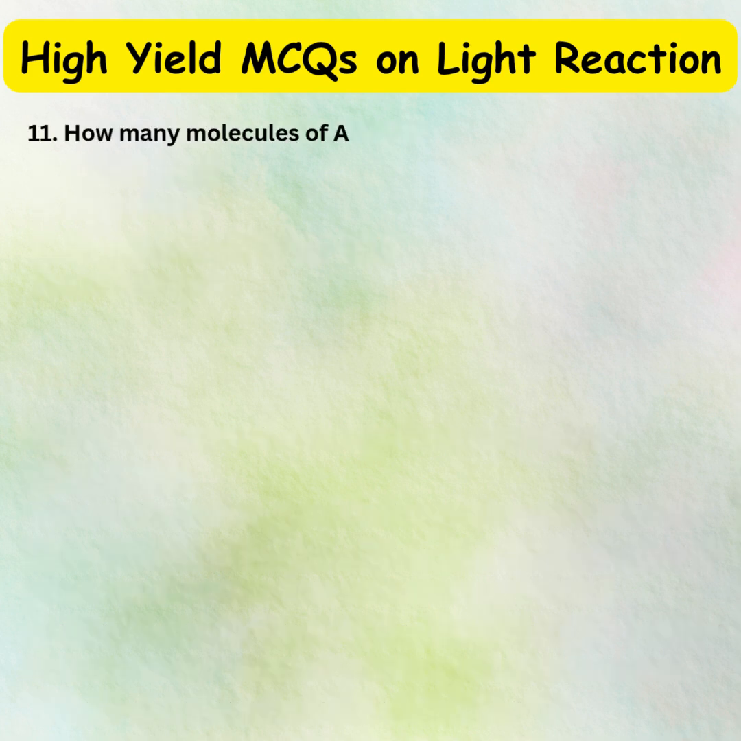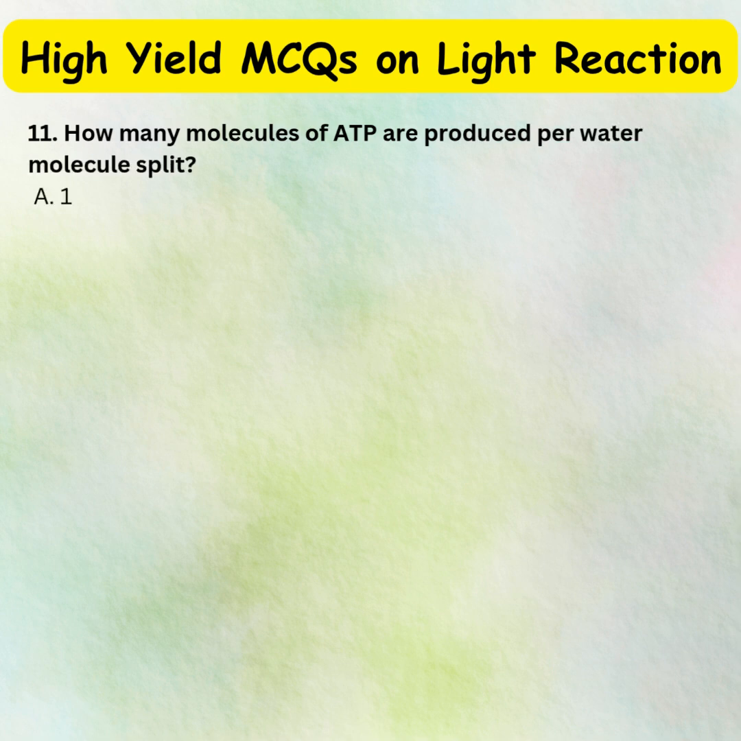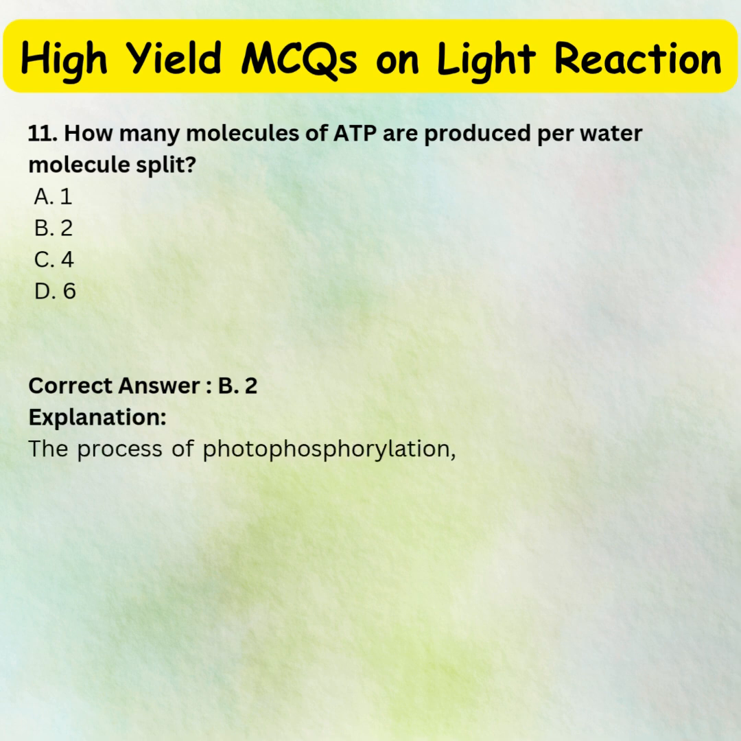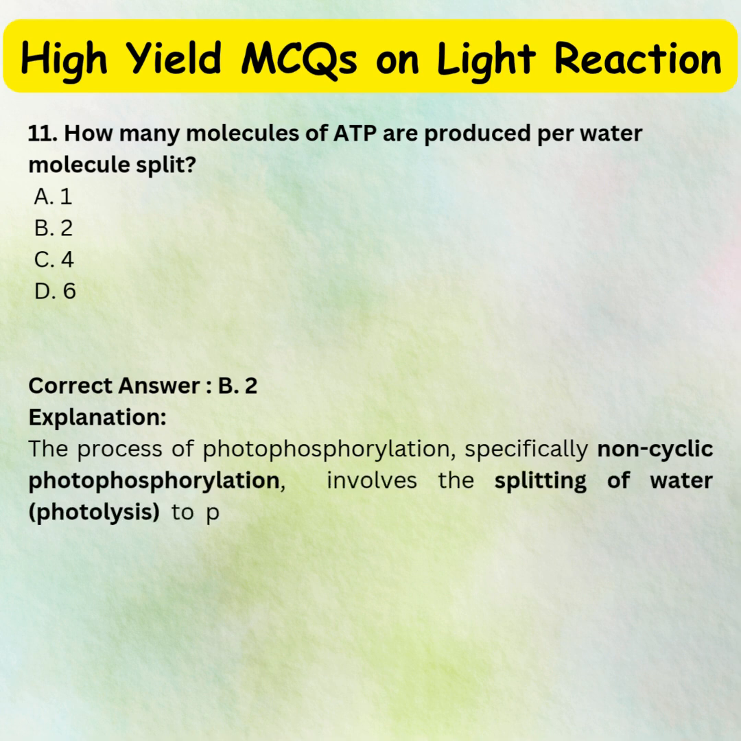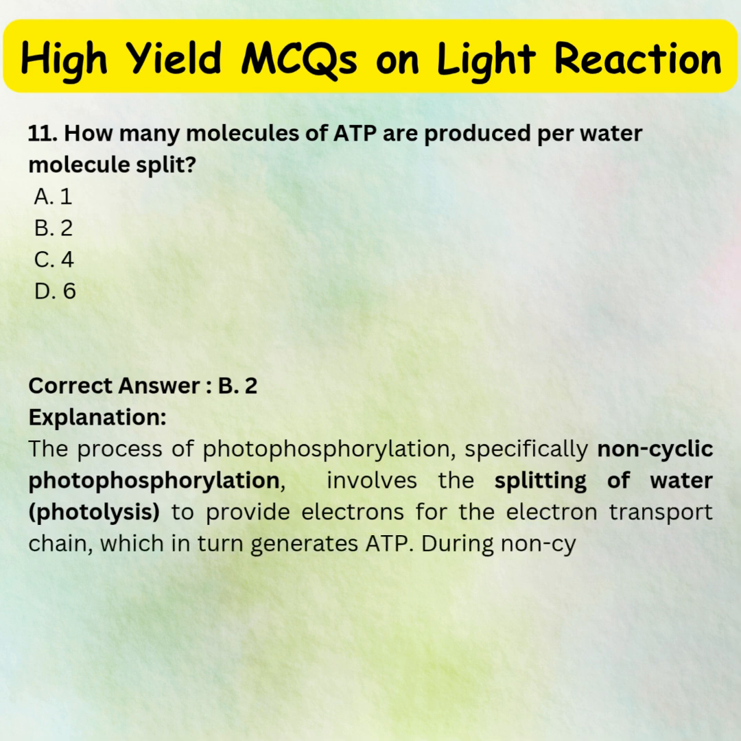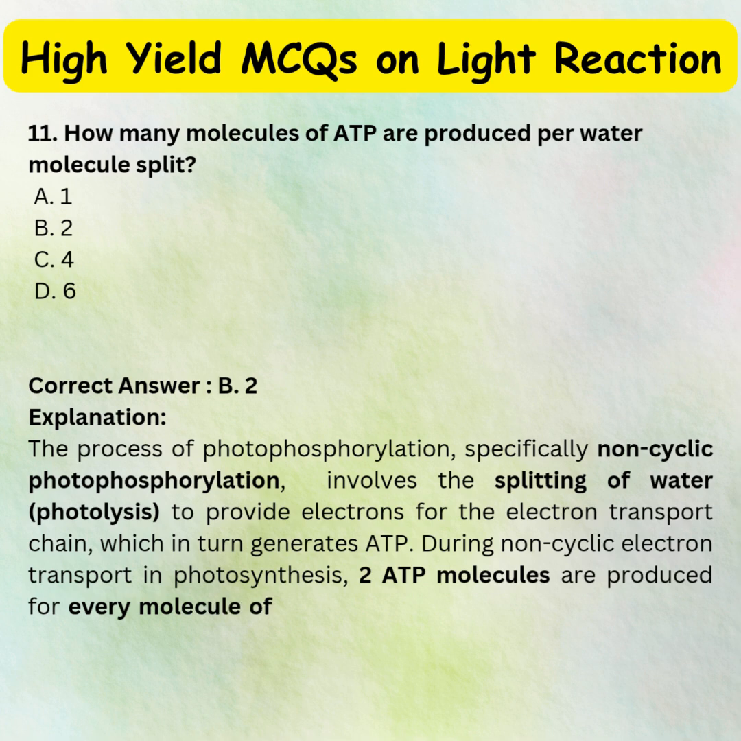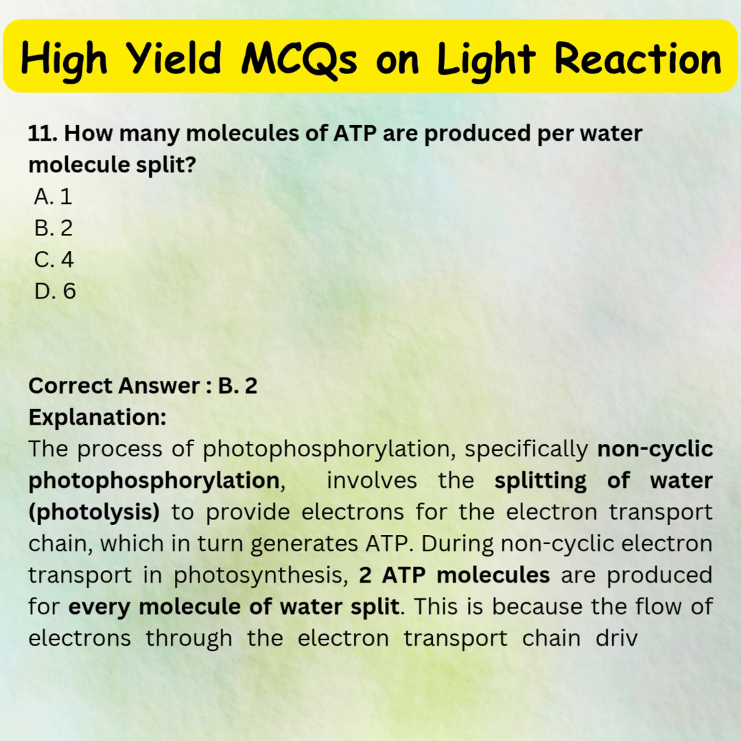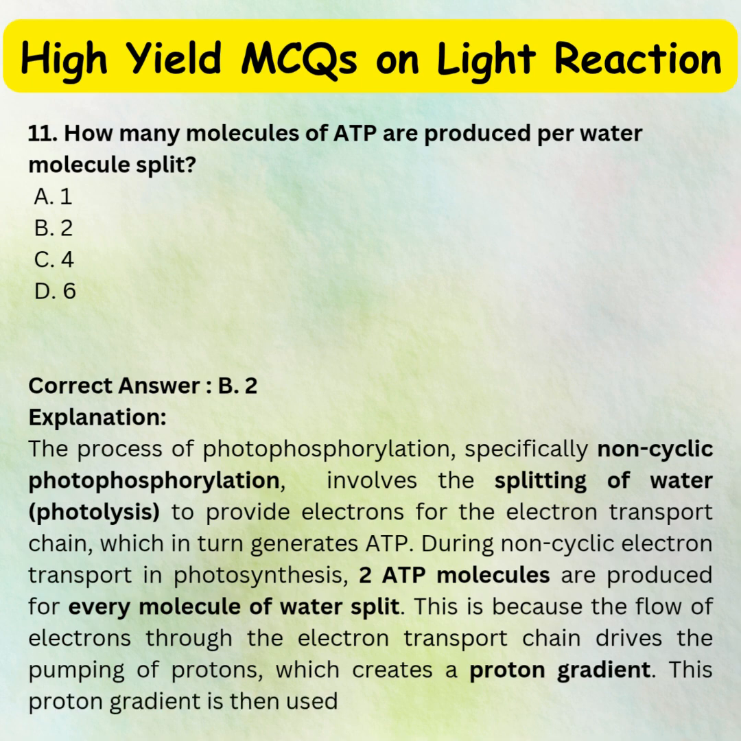Question 11. How many molecules of ATP are produced per water molecule split? A. 1, B. 2, C. 4, D. 6. Correct answer is option B, 2. Non-cyclic photophosphorylation involves the splitting of water to provide electrons for the electron transport chain, which in turn generates ATP. During non-cyclic electron transport in photosynthesis, 2 ATP molecules are produced for every molecule of water split. This is because the flow of electrons through the electron transport chain drives the pumping of protons, which creates a proton gradient. This proton gradient is then used by ATP synthase to produce ATP.